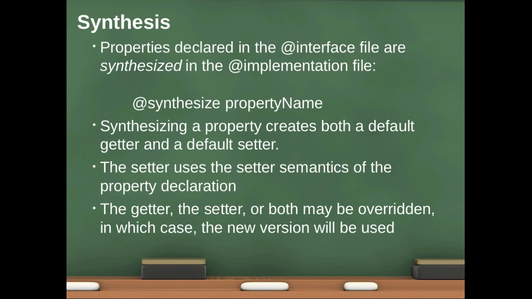The getter or the setter or both can be overridden. We can override them, and in that case, it'll use our version, the new version rather than the default version. And this is a good thing because many times we will end up overriding the getter that Objective-C gives us in order to do some different things. For example, we might want to just calculate a value in the getter. We might want to instantiate the class that the property is referring to in the getter. So we do a lot of things with overriding the getter.